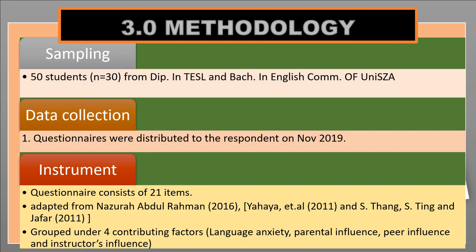The instrument used was adapted from Nazura binti Abdul Rahman, 2016, employing 21 items which were grouped under 4 contributing factors as listed earlier. These factors or the findings were analyzed, and further analysis based on the variables is presented in the findings section.